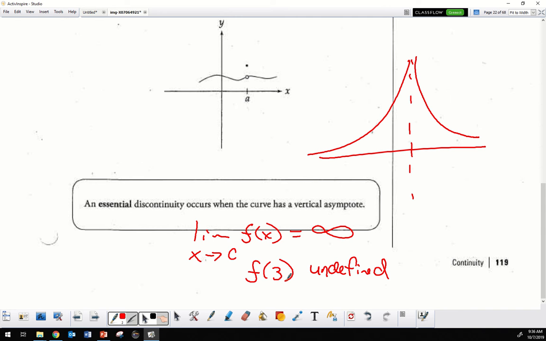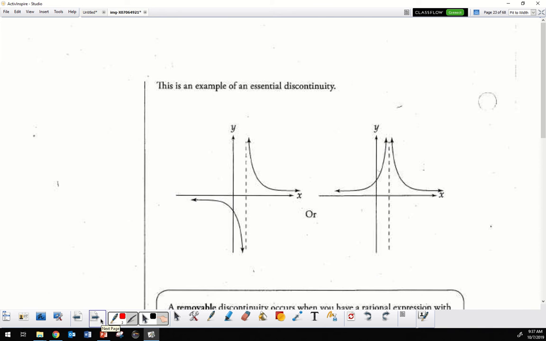Asymptotes are when you see that undefined somewhere in there. So the limit is not equal to the function. They're not equal to each other. Not equal. Okay, here are examples that you'll see on this.